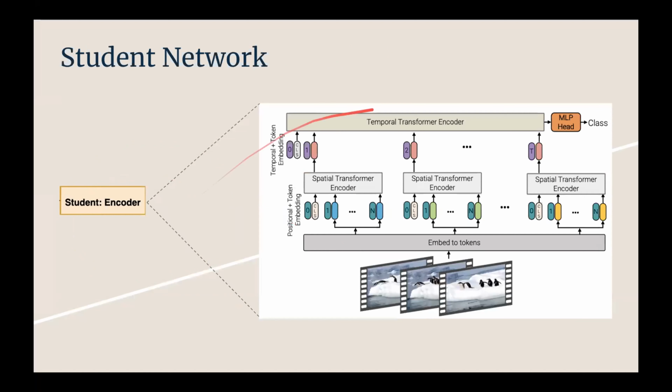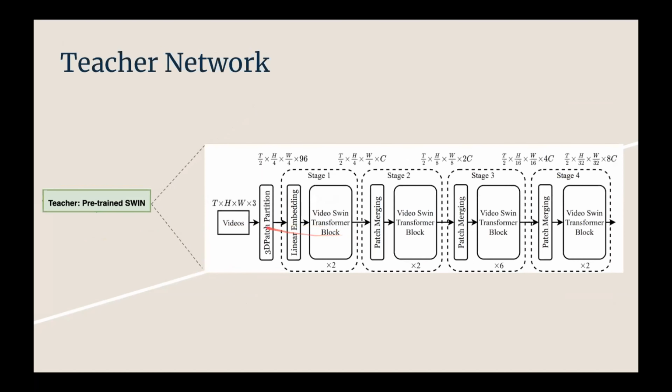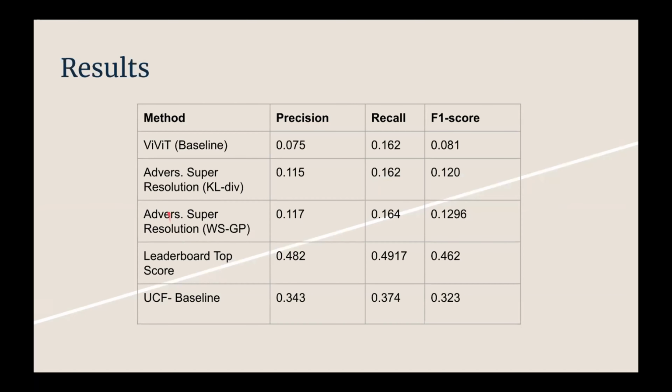The student network that we are using is a factorized encoder, the second model of the ViViT paper. And the teacher network is a pre-trained Swin Tiny, which is pre-trained on Kinetics 400 and was initialized with ImageNet 22K. So the results that we've had so far: we first started with a pure baseline, which is a ViViT video classification network. We just trained it from scratch on the Tiny VIRAT dataset, and we got a not very good F1 score. It was just 8%.